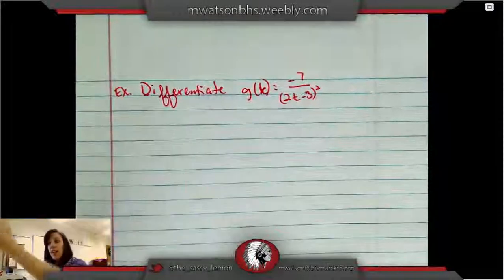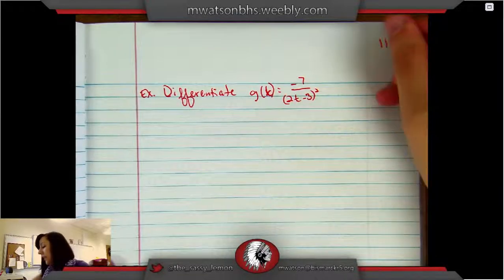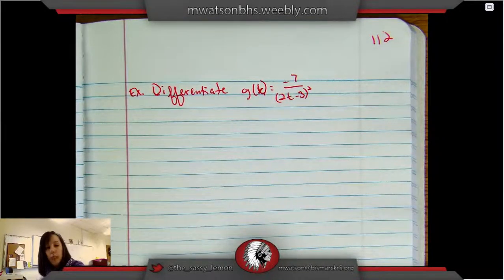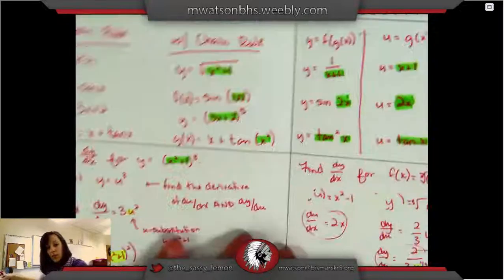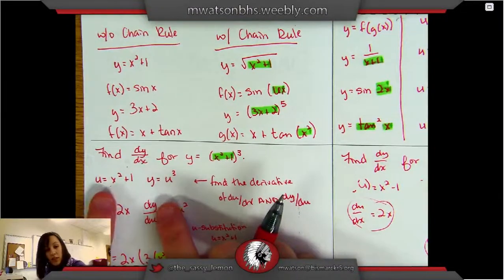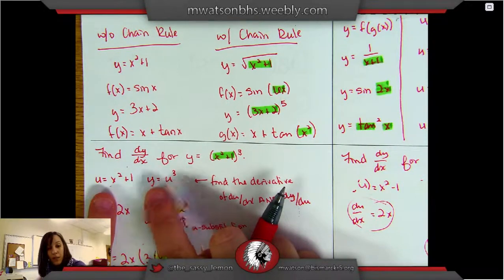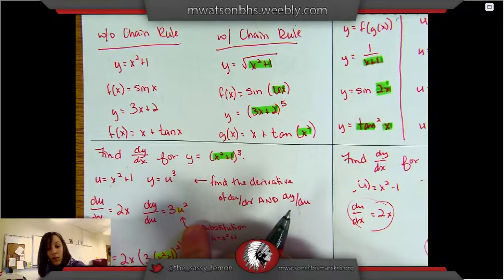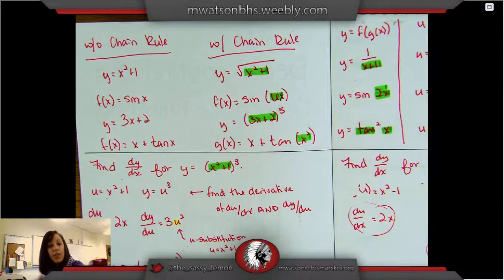Alright, so in this video, this is going to be on page 112 of your ISN. We are going to try to simplify the process of doing the derivative. So in our notes from yesterday, you can see that every single time we set up our u substitution and then we rewrote y in terms of u, did the derivative of each, multiplied them, and then cleaned up. That is great. If you can do that very well, then I'm very proud of you.